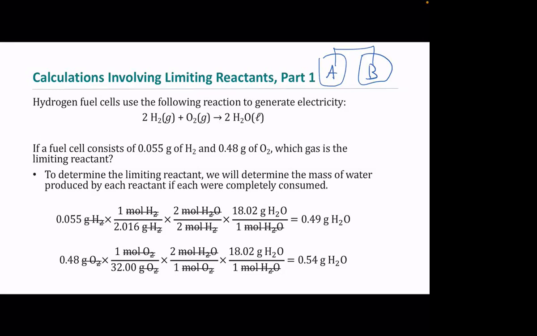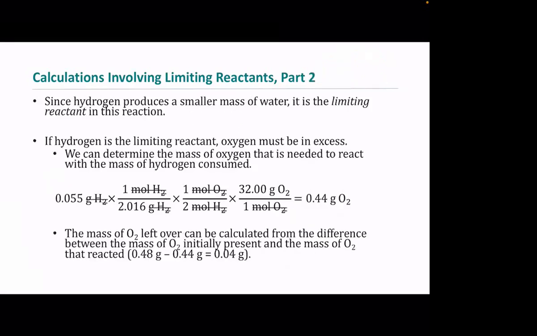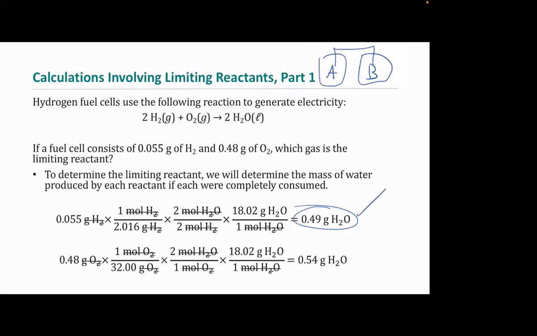So in this case, does it say it up there? H2 is limiting. Since hydrogen produces a smaller mass of water, it is the limiting reactant in this reaction. Since it's the limiting one, here's the next step. It determines how much is formed. If it determines how much is formed, which is this right here, that's your answer. If the question says how much water formed, right? It's got to be based on the limiting one.